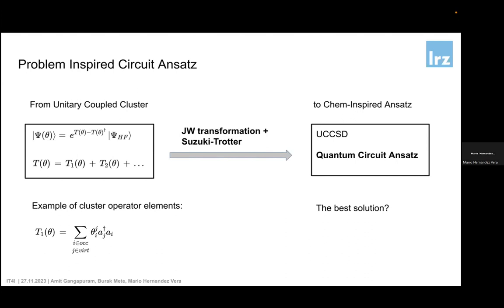You can see this operator is given in terms of annihilation and creation operators as before. And we can use the Jordan-Wigner transformation in order to map this kind of wave operator to a quantum circuit ansatz. And this is very powerful, as it will provide quantum circuits that can work for different kinds of systems.